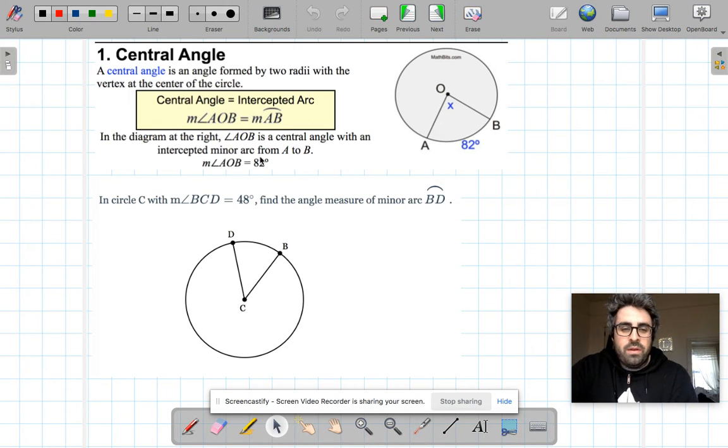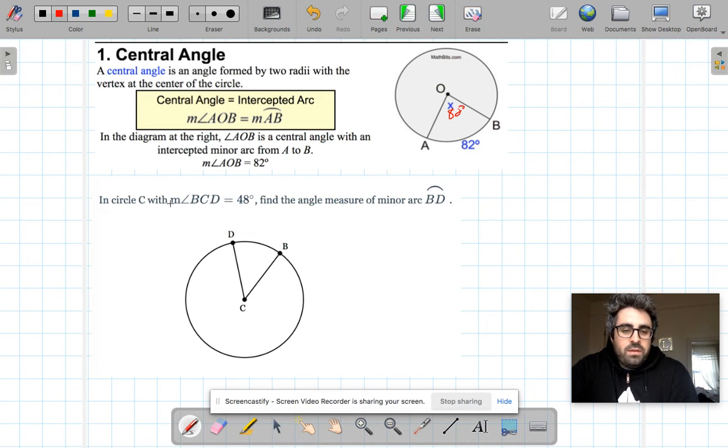So if you have a central angle, you can clearly see that this connects to the center of the circle, and that would identify it as the central angle. And you can clearly see it intercepts arc AB. So the measure of the central angle, angle AOB, is also 82 degrees. If the measure of the arc is 82, then the central angle is 82 as well. So we can use this pretty easily to solve the problems that we see on Delta Math.